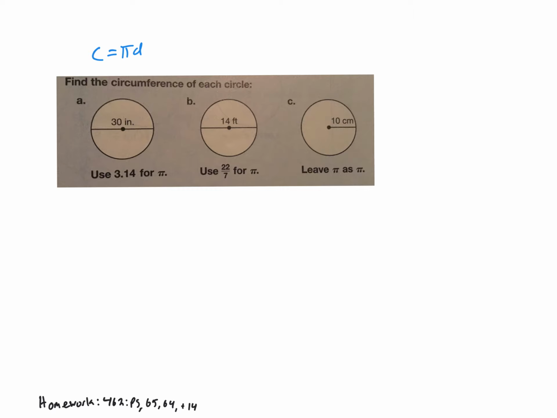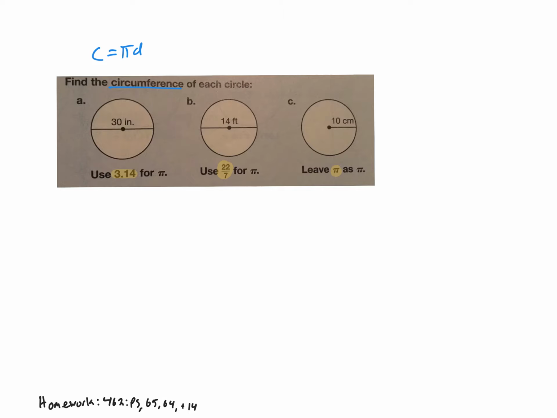So it says find the circumference. Those are our instructions here, find the circumference. But notice it tells us to use a couple different options. So it says here, for A, use 3.14 for pi, whereas B says use 22/7 for pi, and for C, it actually just says leave pi as pi. We want the exact answer. We don't want to estimate at all, just leave the pi in there. So let's do A first off.